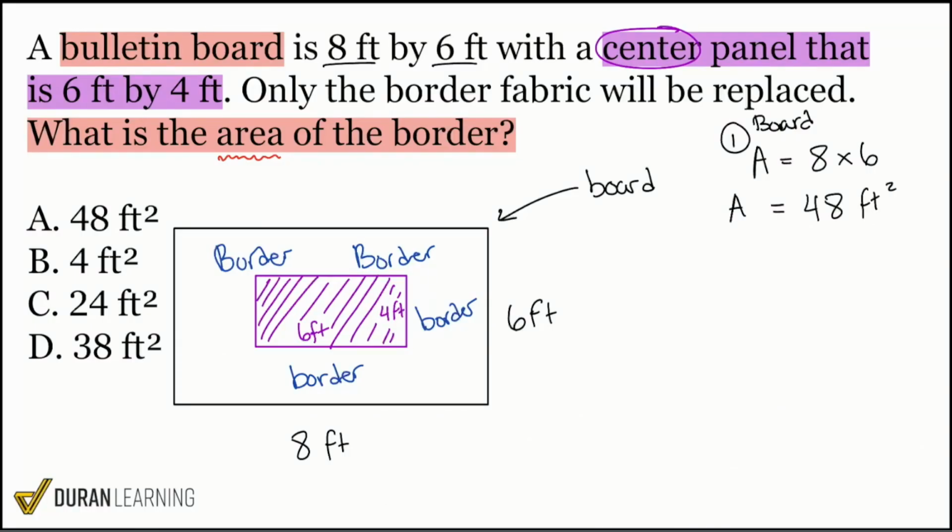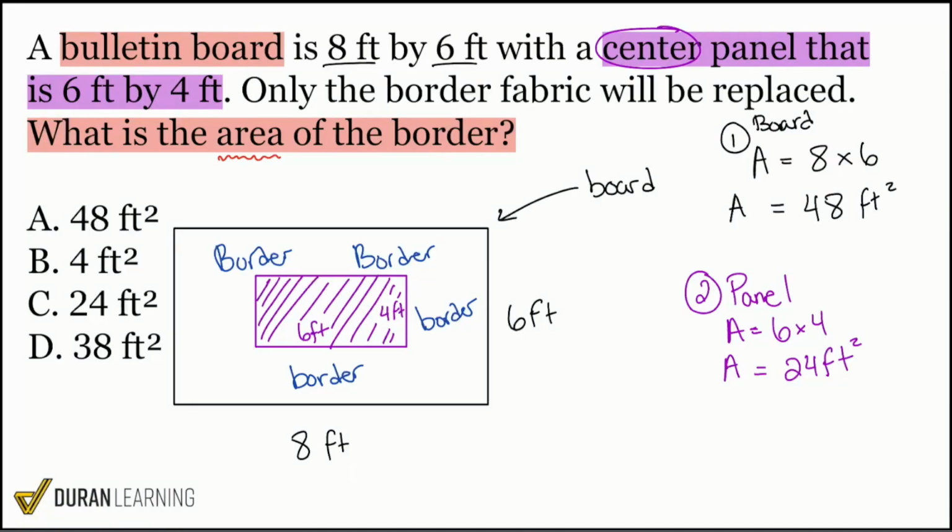Now we're going to move forward to finding the area of the panel. The area of the panel is going to be the same thing, length times width. But everybody, what are the dimensions? It's going to be 6 times 4. So that's going to be 6 times 4. And that's going to give us 24 square feet.